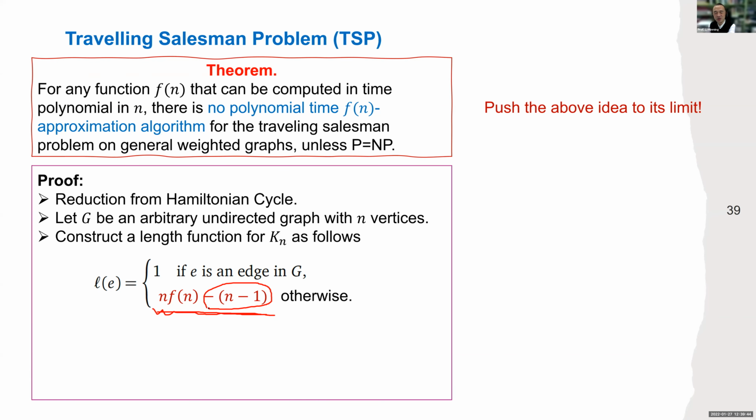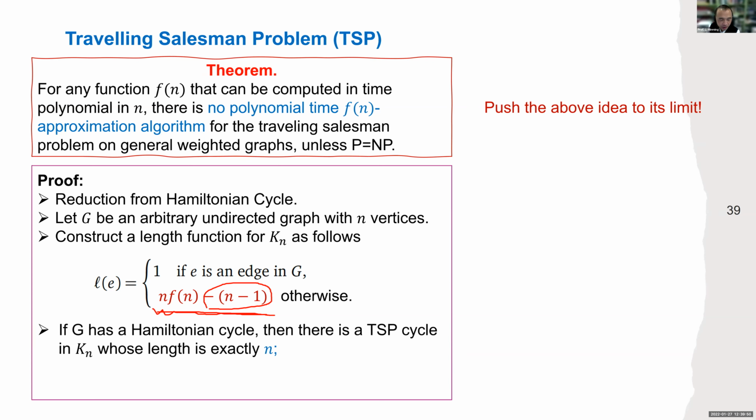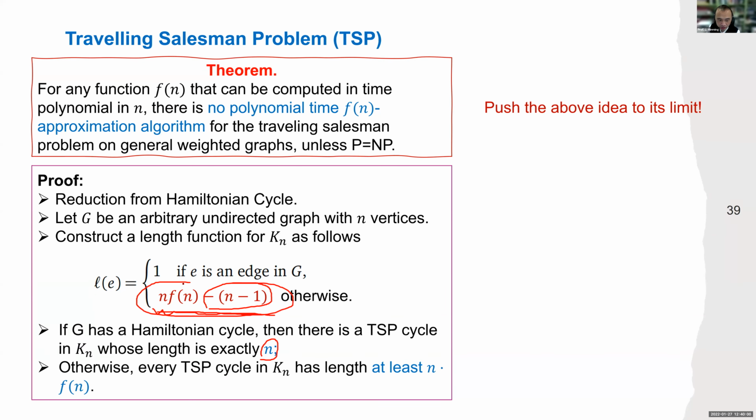These are the normal edges, right? The edges with weight 1. Okay, so what's our correspondence? We say, if you have a Hamiltonian cycle, then the TSP has a solution of exactly n. If you don't have one, then your TSP solution is at least this value plus n minus 1, which is nfn.